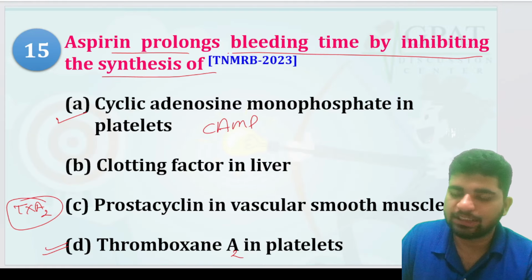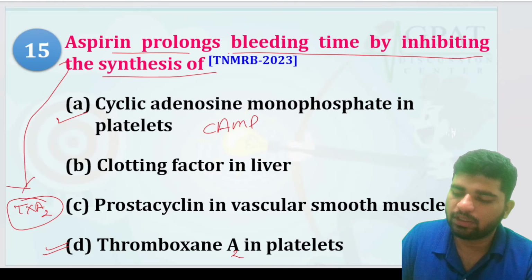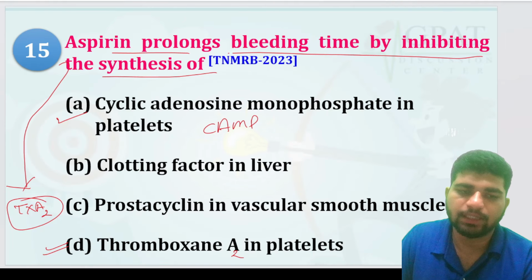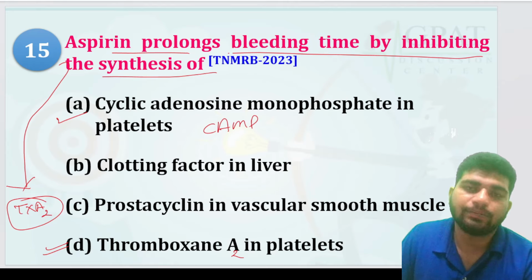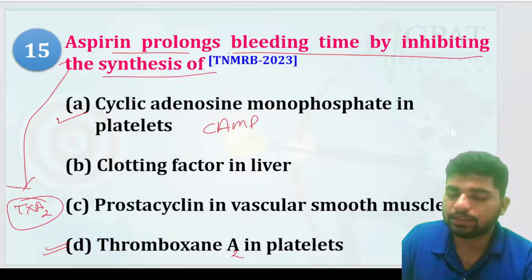Aspirin is a TXA2 inhibitor. It will block the thromboxane enzyme in platelets, so there will be a prolonged bleeding time.